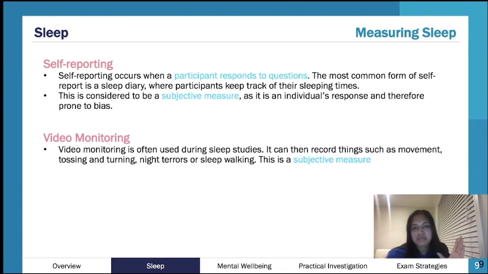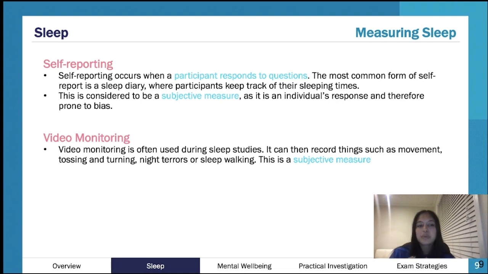So with video monitoring, it's kind of the same thing. You basically just video someone while they're asleep. And this is when you're looking for things like maybe seizures or sleepwalking. The idea of it being subjective is because, again, it's a little bit open to interpretation. So this idea of if someone's moving a lot, what that says about their sleep. Oh, they must be having a bad sleep. It must be this, that.